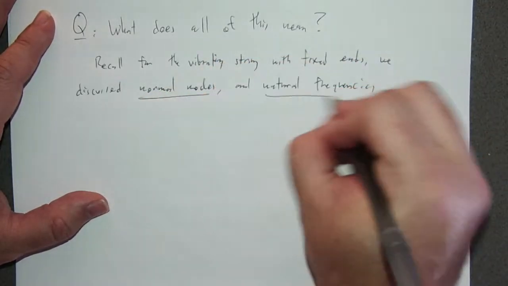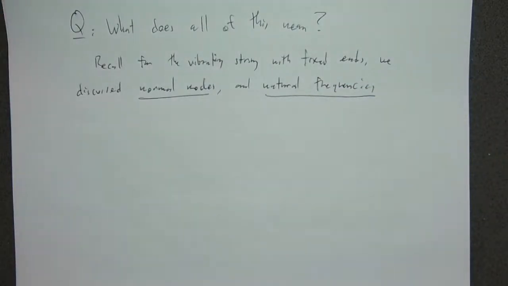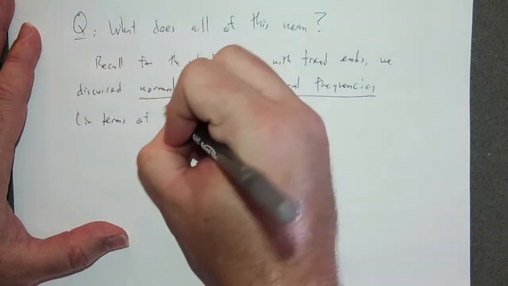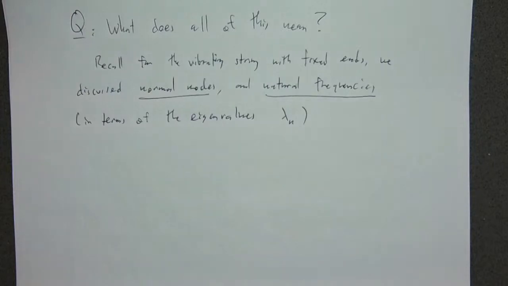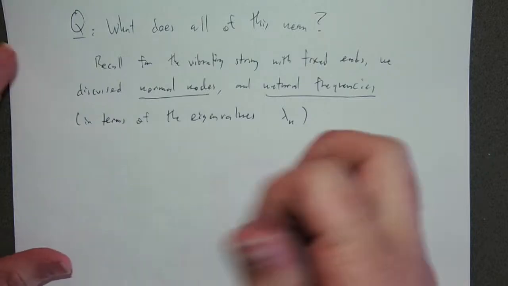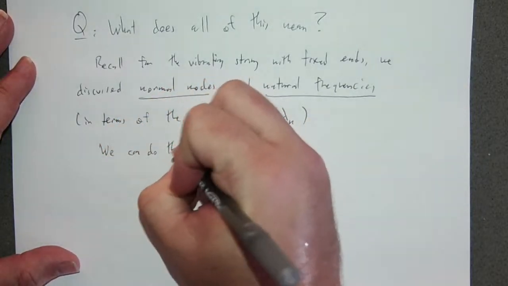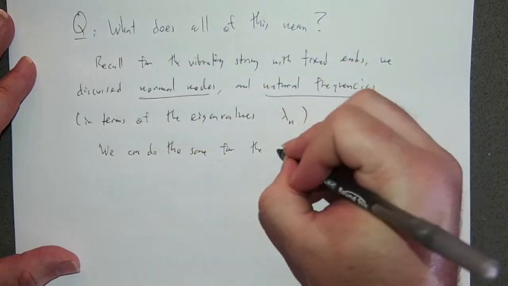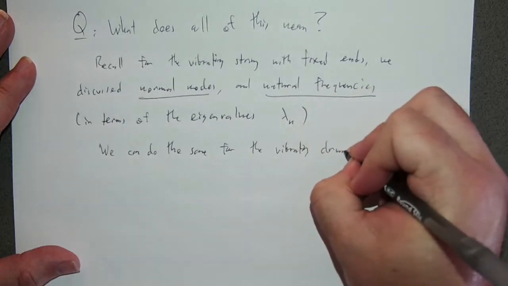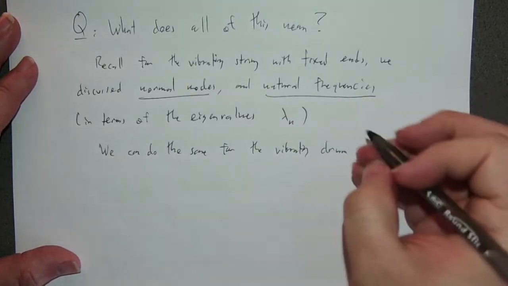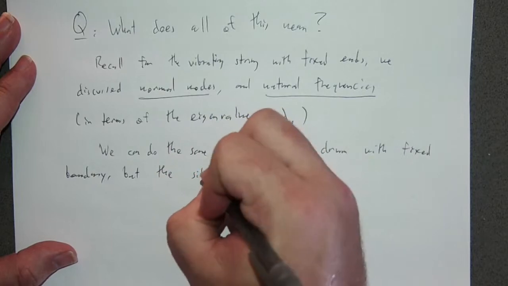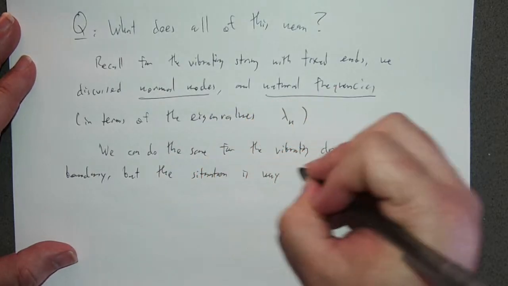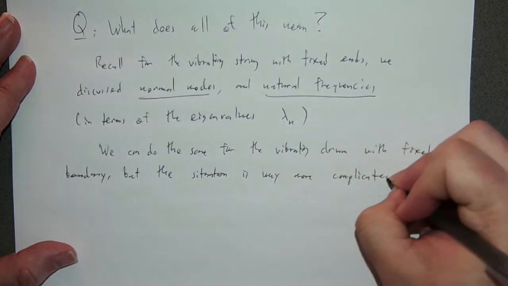And that we could determine these things, we could talk about these things in terms of the eigenvalues. But the eigenvalues that we found in that case were very simple, right? They were straightforward. In the 1D case, we had them explicitly. There was not this implicit relationship and so on, right? Okay, well, we can do the same thing. So we can do the same for the vibrating drum with fixed boundary. But the situation is just way more complicated. Right? So what's going on is just way more complicated, which is why we get these expressions that we get.